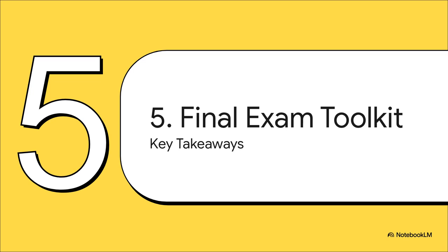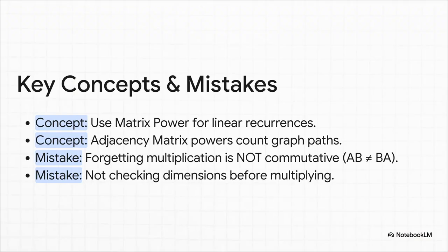All right, I know that was a lot, so let's wrap all of this up with a super quick summary. Think of this as your toolkit for thinking about matrices and for absolutely nailing any questions about them on an exam. Here's what you absolutely need to lock in. Key concept number 1. Matrix power is your secret weapon for solving linear recurrences incredibly fast. Key concept number 2. Taking powers of an adjacency matrix lets you count paths in a graph.